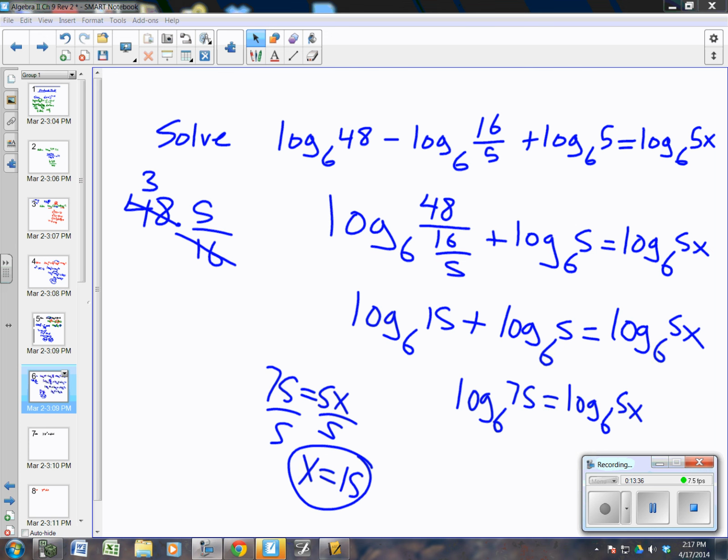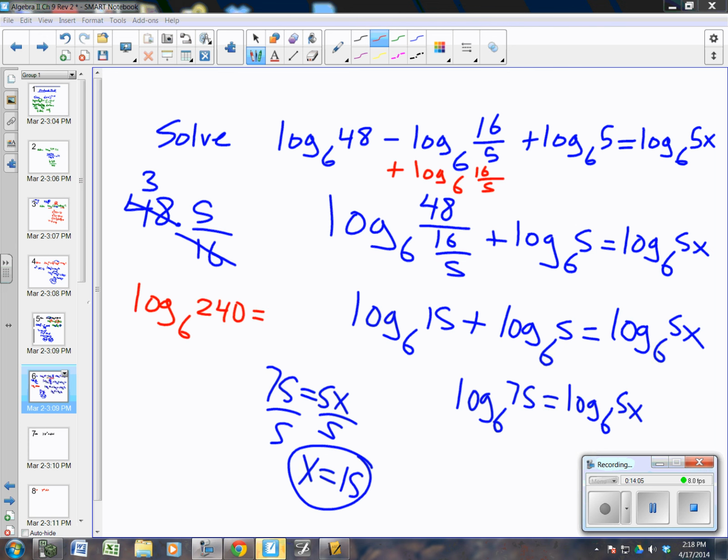That's a good question. I'm guessing it would probably work. Let's try that. Did you guys hear what Jessica said? She's saying, what if we did this to both sides? Okay, so if we added log base 6 of 16/5 to both sides, used the product property, then we'd have log base 6 of 48 times 5. Multiply 48 times 5 for me. 48 times 5, that's 240. Did you do that in your head, Logan? Nice job.